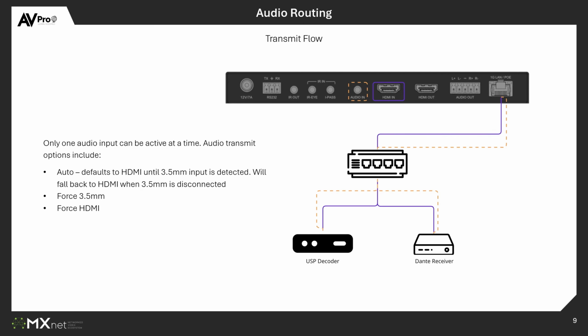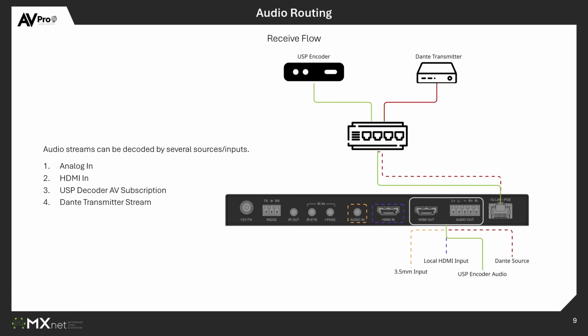By default, transceivers are set to an auto switch mode. This means that HDMI is the default audio ingest point until a 3.5mm source is connected. This will then override the HDMI audio. When the analog source is disconnected, the transceiver will switch back to HDMI. In the Mentor interface, you can choose the audio source mode between Auto, Force 3.5mm, or Force HDMI based on your requirements. Now let's talk about audio receiving flow.